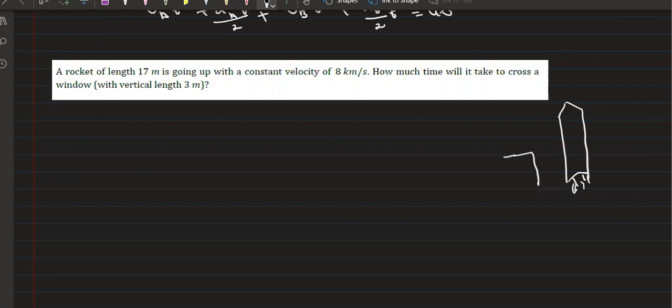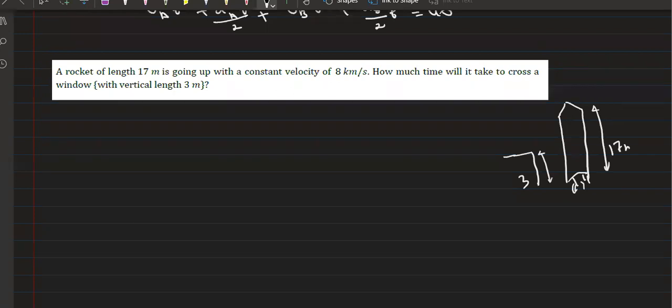Okay, it is something like this. Yes, Ashila, very good. It is something like this. Yes or no? So this distance is your 17 meter, and this is your 3 meter. Now this rocket will cross this, okay?